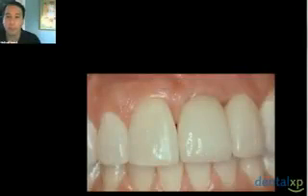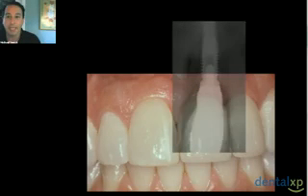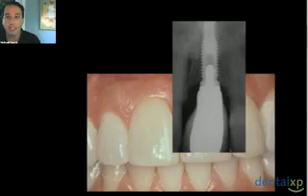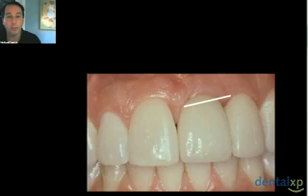Here's the final restoration. And it looks good, but we lost the papilla between tooth number 9 and 10. And if we look at the x-ray of the implant, we can see why. We've lost bone on the mesial of tooth number 10, lateral incisor. And if we take the x-ray away, you can see there's the bone line.